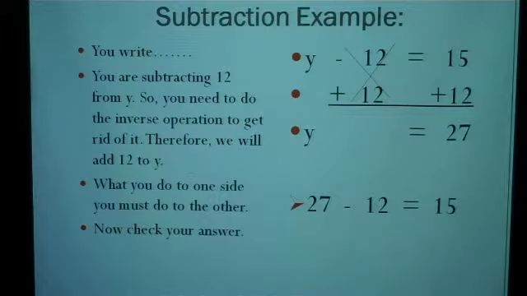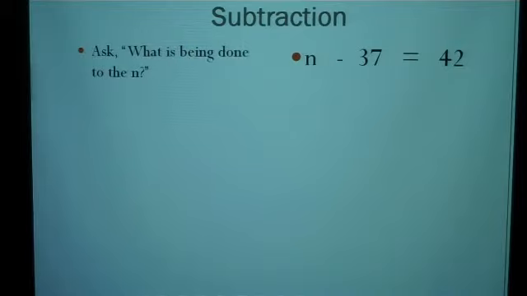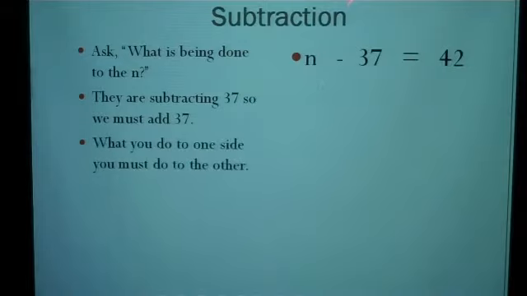Let's try one more subtraction. N minus 37 equals 42. You ask, what is being done to the n? We're subtracting 37, so we must add 37. And what you do to one side of the equal sign, you must do to the other to keep the equation balanced. So it would look something like this.